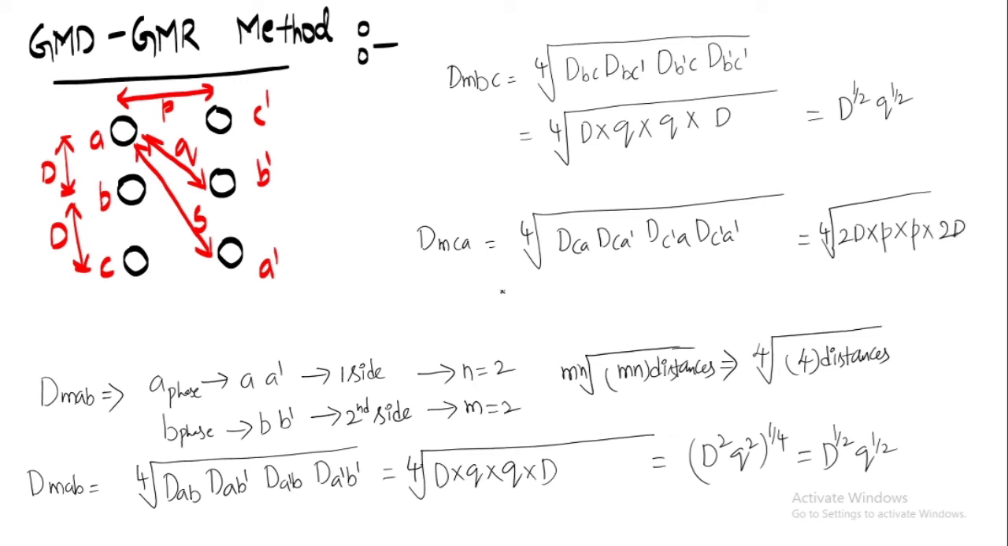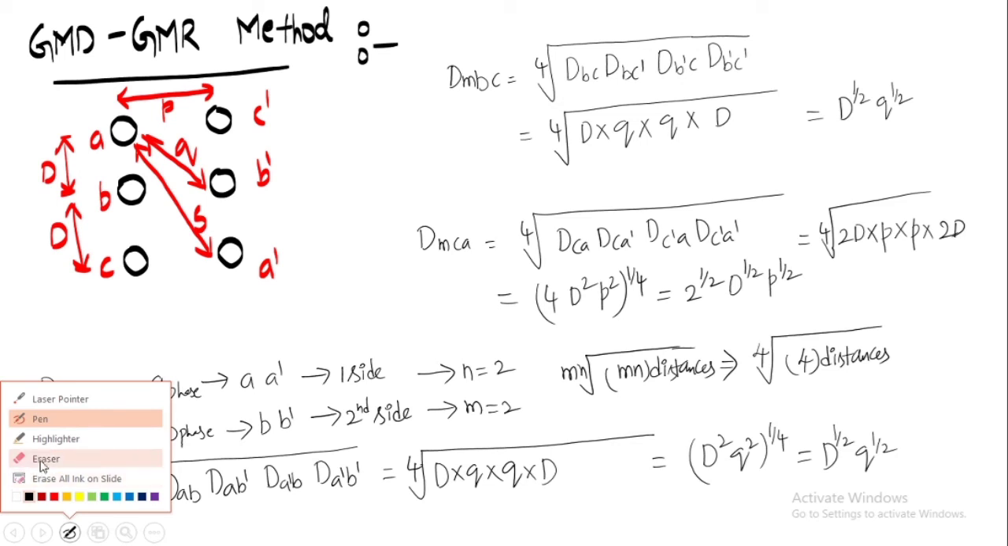Right. Now finally what you will get? 2 into 2, 4. D into D, D square. P into P, P square. Whole power 1 by 4. 4 can be written as 2 square. 2 square whole power 1 by 4 is 2 power 1 by 2. So 2 power 1 by 2, D power 1 by 2 and P power 1 by 2. Okay.